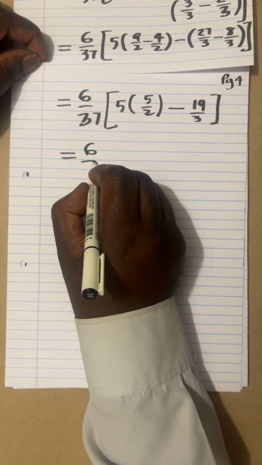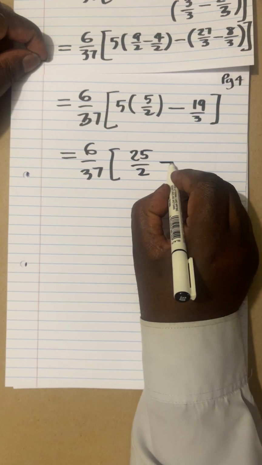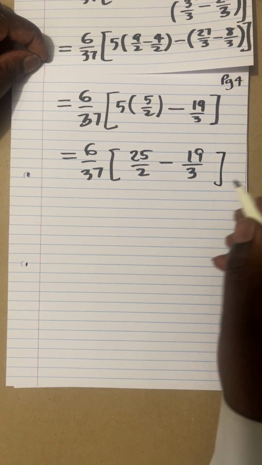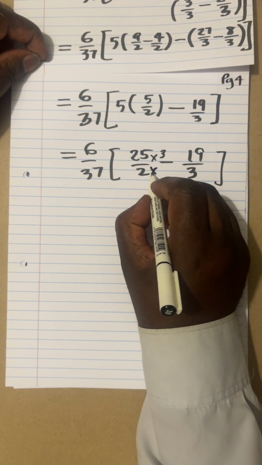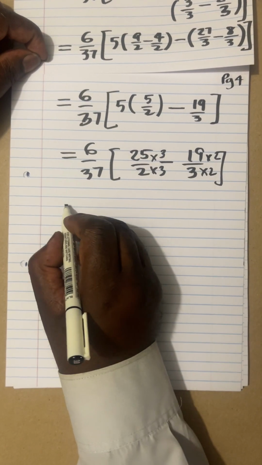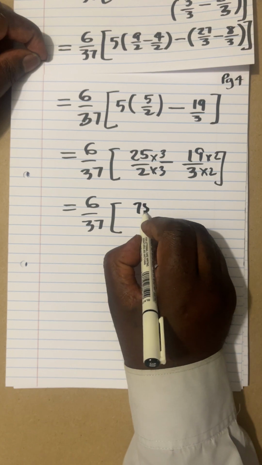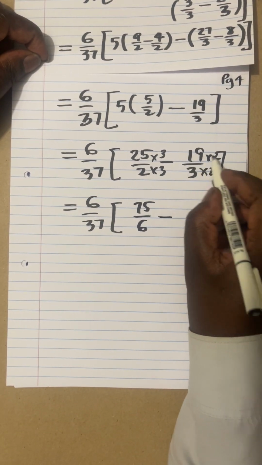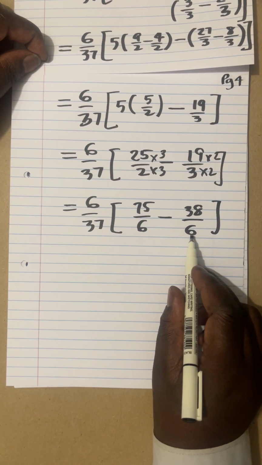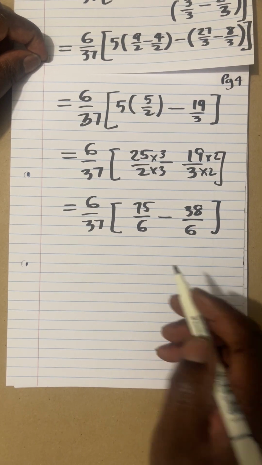This will be 6 over 37, and then we have 25 over 2 minus 19 over 3. Now I'm going to make the denominator the same here. How do I do that? Multiply by 3, multiply by 3, multiply by 2, multiply by 2. So what do we have? Now we're going to have 6 over 37, open brackets. That will be 75 all over 6 minus, that will be 38 all over 6. Now again, denominator is the same. We just subtract the numerators. 75 minus 38, it will be 37.